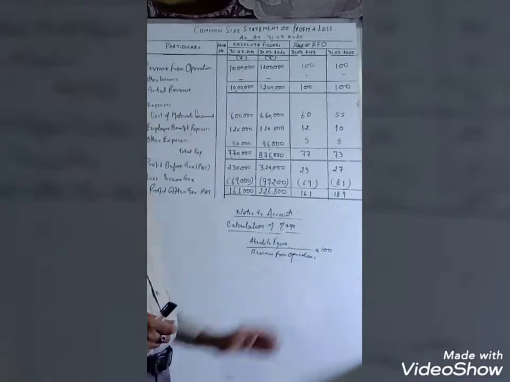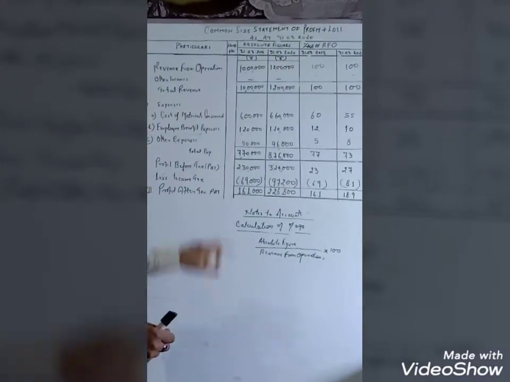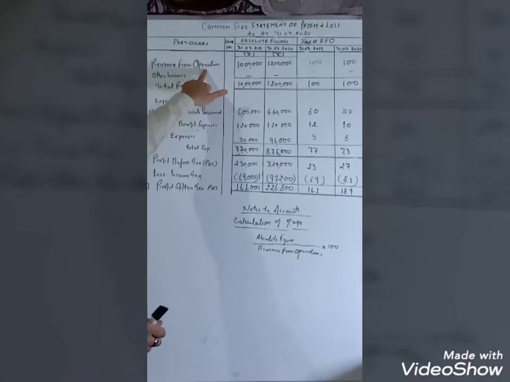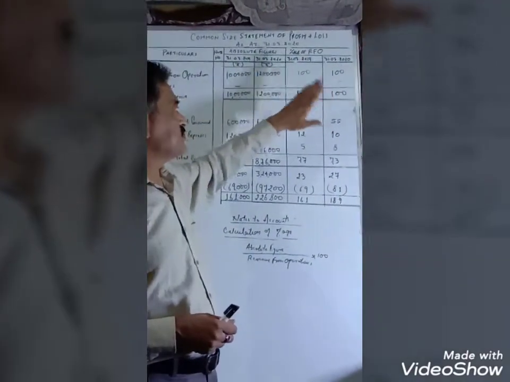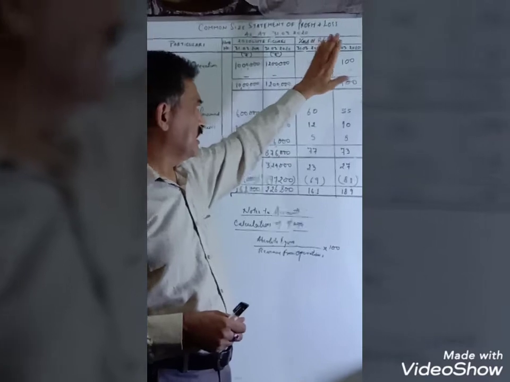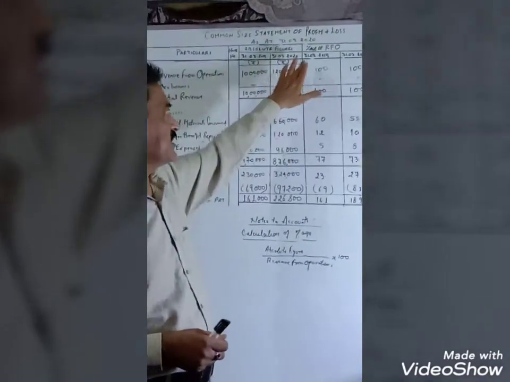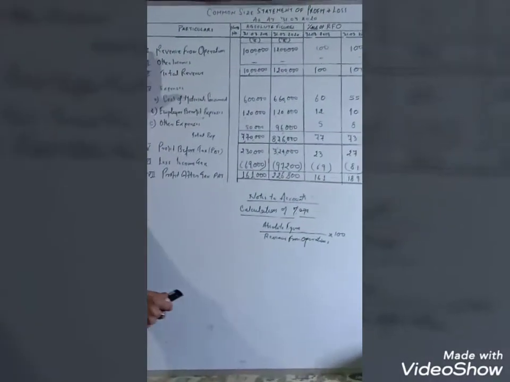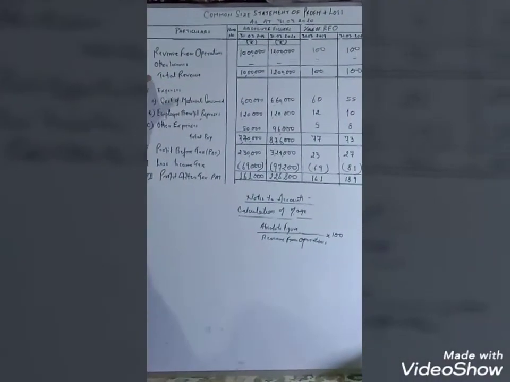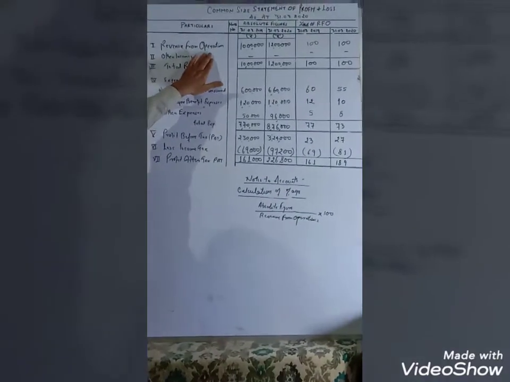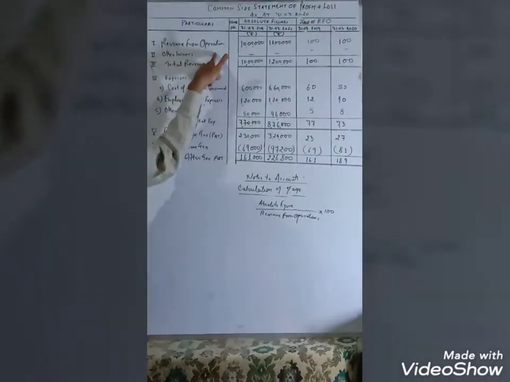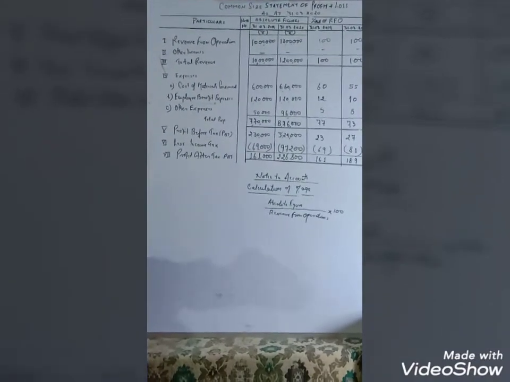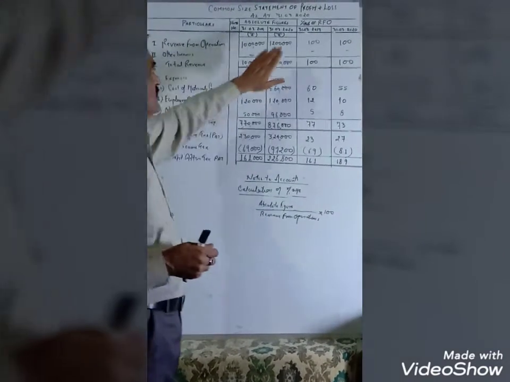Here the common factor for the calculation of percentage will be revenue from operations. Percentage of revenue from operations for both the years, for current year as well as for the previous year. This is 2019 the previous year and 2020 the current year. In the particulars column, we have to take the very first item given in the question, revenue from operations. The revenue from operations for the year 2019 is given as rupees 10 lakh and for 2020 this is 12 lakh.